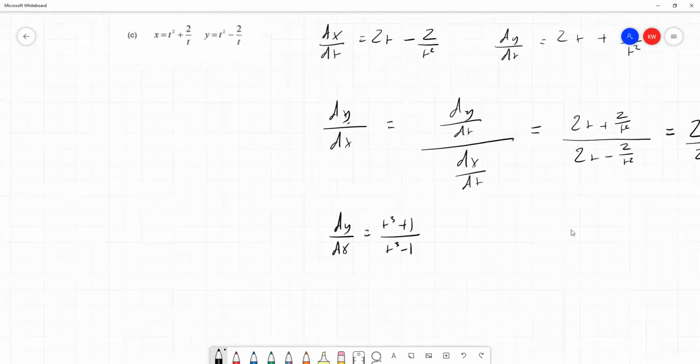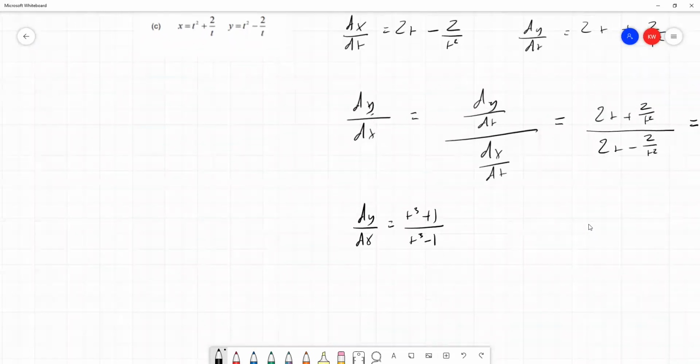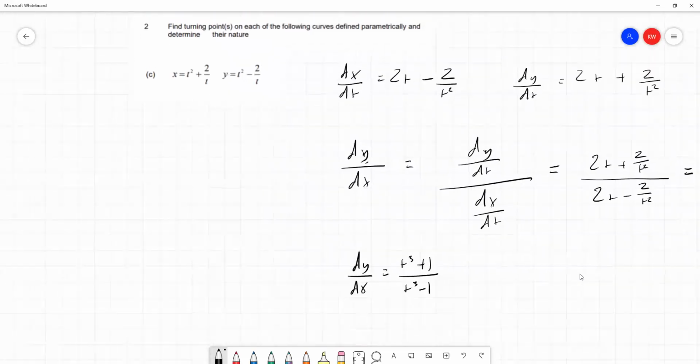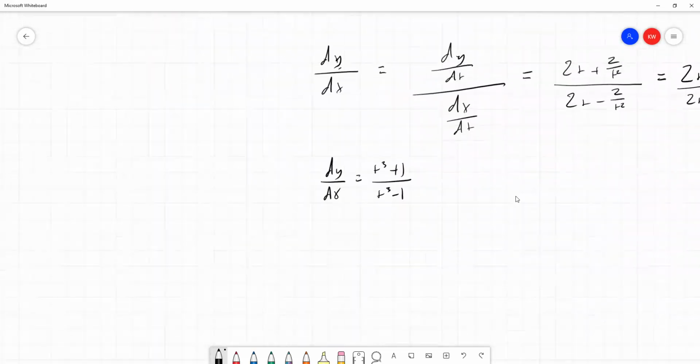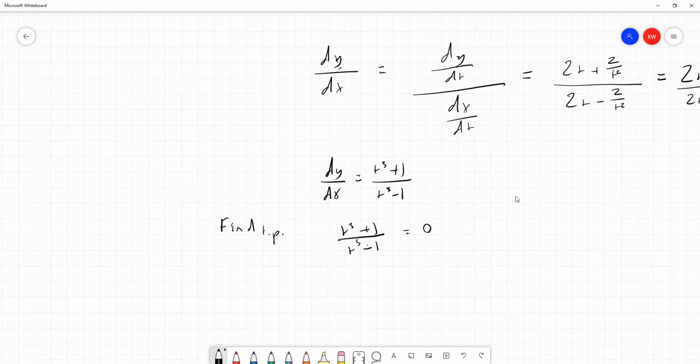Now, we are asked to find where we can get the turning points of this function. And we do this by making the first order derivative equal to 0. So we'll write that. Find, I put tp for turning points, and we make t cubed plus 1 over t cubed minus 1 equal to 0. Now we can multiply both top and bottom here by t cubed minus 1. On the left hand side it's going to cancel top and bottom to give us t cubed plus 1.